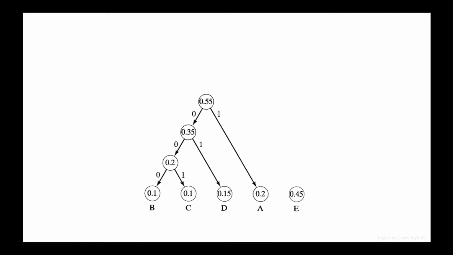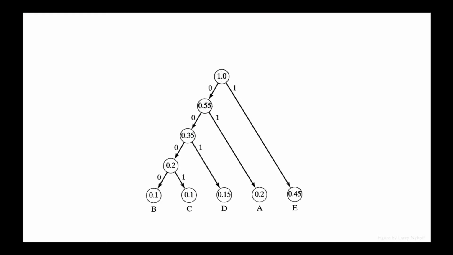We add those together. We have 55%. Now there's only two trees in the forest. We do this one final time. And hopefully, mathematically, all the frequencies add up, because they should, since we computed them from the get-go to add up to 100%. And now we have one tree. So this is a Huffman coding tree.